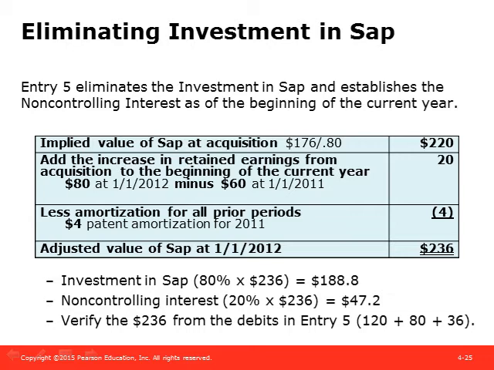We add the increase in retained earnings from acquisition to the beginning of the current year, and so that increase, as a result of 2011, was 20K, which is the 80K in retained earnings less the beginning balance at 2011 of 60K. And then we reduce this amount by the amortization of the patents for all prior periods to get us to an adjusted value of SAP at 1/1/2012 of $236K.